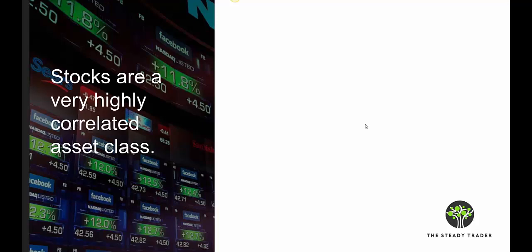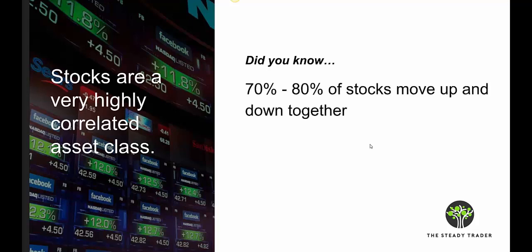So stocks are a very highly correlated asset class. And what that means is this. Look at the stock market. Let's assume the S&P 500 is up 1% on any given day. What do you think most stocks are doing that day? Are they going up or down? If the S&P is up 1%, not every single stock, but between 70 and 80% are probably not going lower. They're probably not totally falling apart, 70 or so percent.